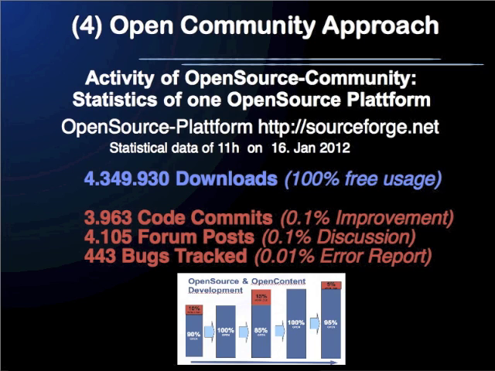So, in relation to the downloads, 0.1% are improvements, 0.1% are discussions about new features and problems, and 0.01% are error reports of existing software. This is non-representative statistical data from 11 hours on one day, and it might be different on special software development projects, especially new ones.